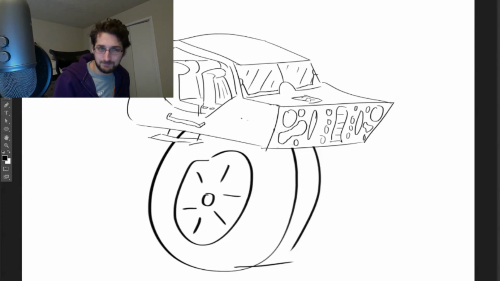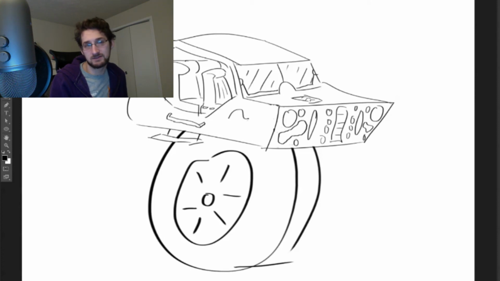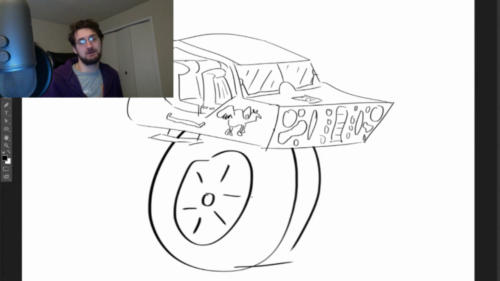So, some decals on the side, because they all have them. This one has, I think that's a camel. It's a camel with horns and wings. Yeah, this is a camel. This is a thing. This is just a thing now. Yeah. Bask in its glory.